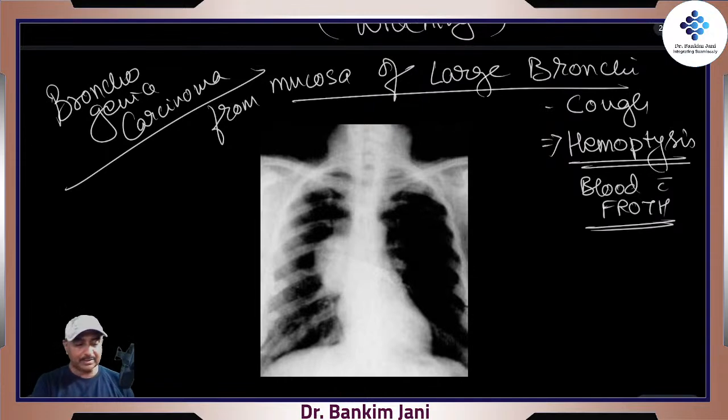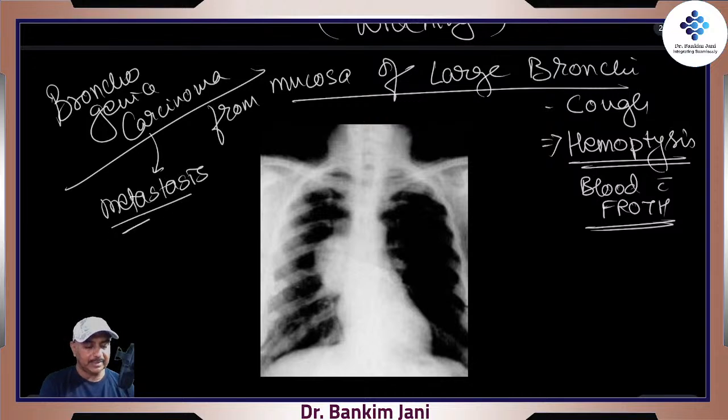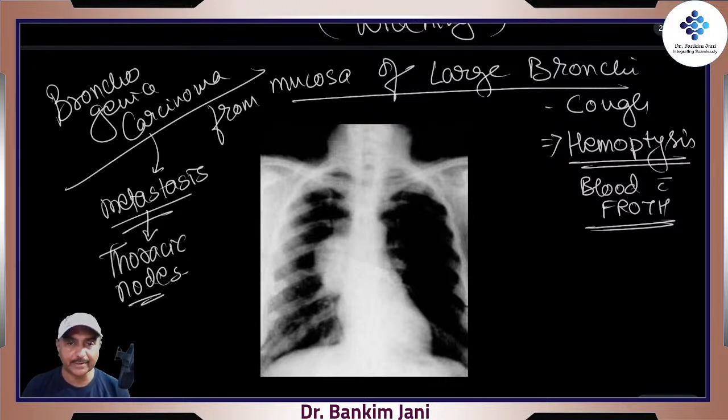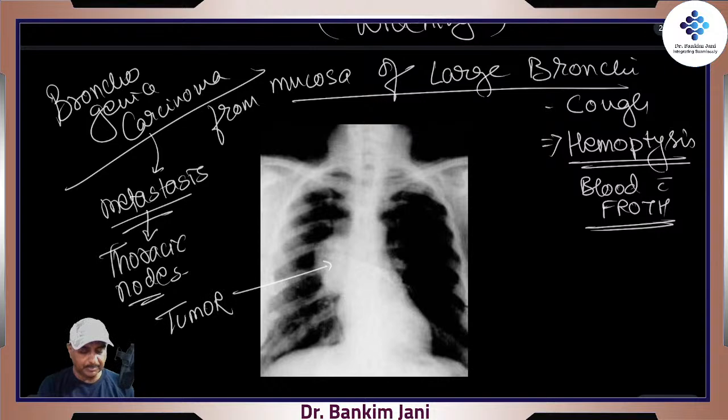Now, whenever it is carcinoma, metastases, secondaries, are very common. This metastasis is commonest into the thoracic nodes. First it metastasizes into thoracic nodes, and from that point it spreads. So here is a tumor, a big tumor.